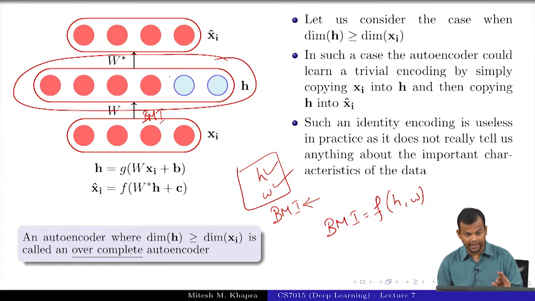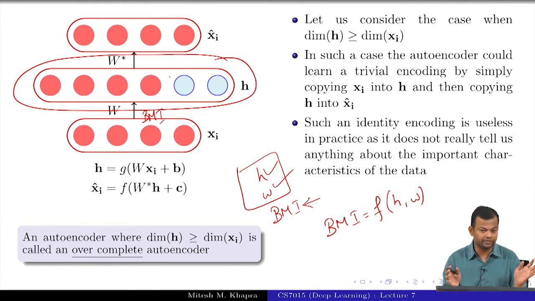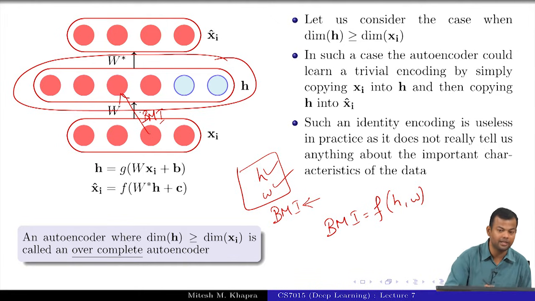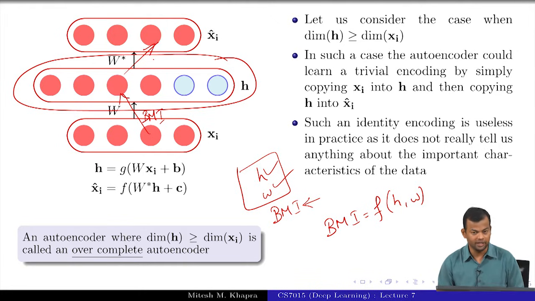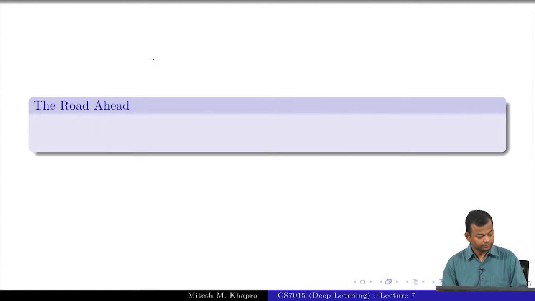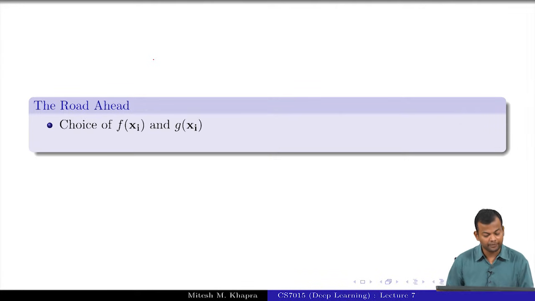However, the problem still remains that there is no reason why the machine should actually learn to disentangle these features. It could still just simply copy the BMI here and then copy it back here. So when you're dealing with overcomplete autoencoders, you'll have to do something special to prevent these kinds of identity encodings, where you just take the input and copy it to the hidden layer and then copy it back to the output. We'll look at what kind of special treatment you need to do to prevent these identity representations. Okay. Here's the road ahead.